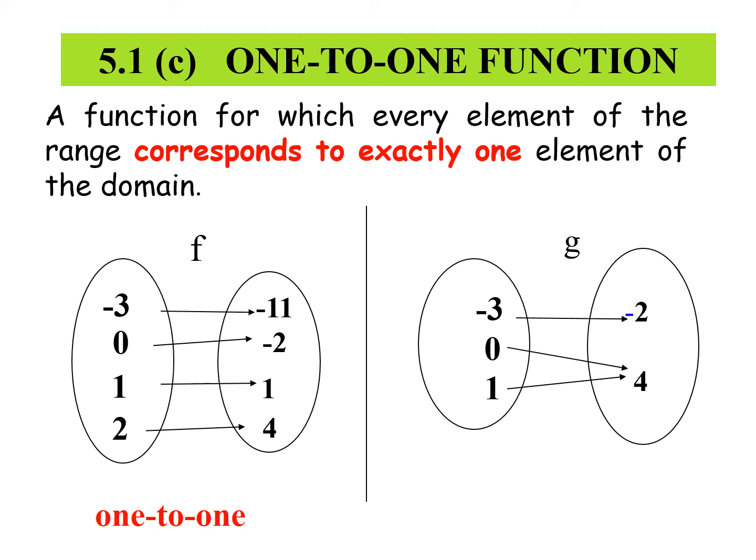This is function g. It is not one-to-one since every element of the range does not correspond to exactly one element of the domain. As you can see, 0 and 1 are mapped to 4.